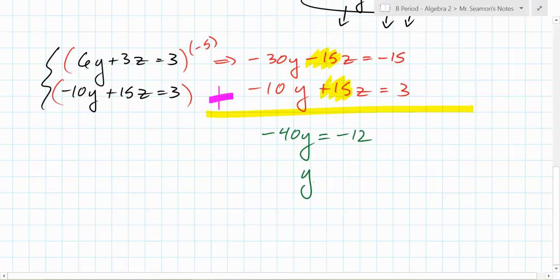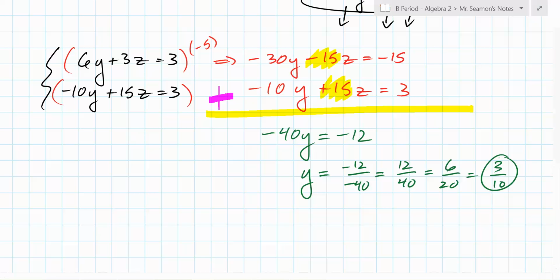What do you divide both sides by? So you have negative 12 over negative 40. Does that simplify? 12 over 40, does that simplify? 6 over 20, 3 over 10. We have one of the three numbers.